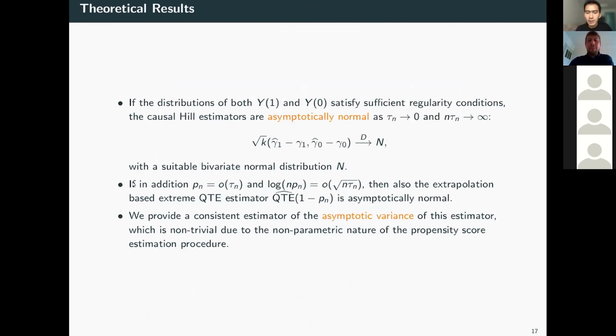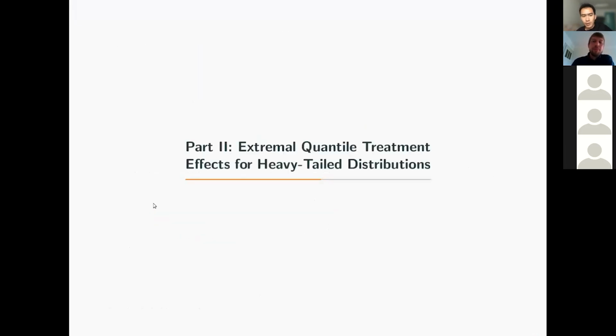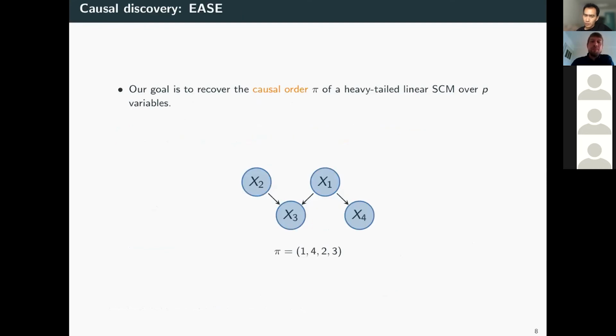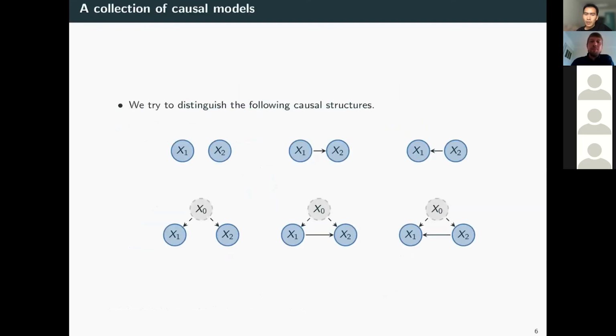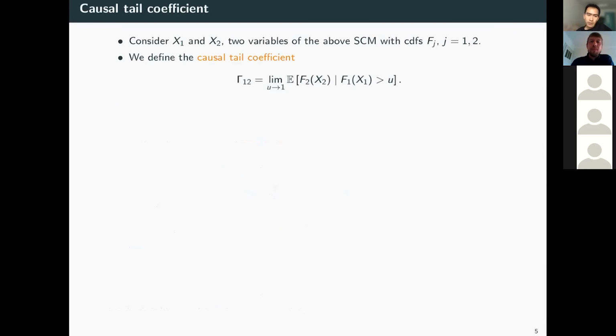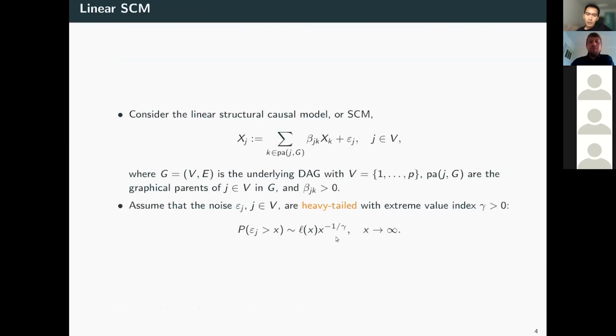Let me ask a very simple question. In the first part of the talk, when you estimate the causal relationship between the variables, you assume each of the residuals follows a heavy-tail distribution, right? So my question is, can you weaken that assumption so that only part of them follow the heavy-tail distribution and the others follow, for example, a normal distribution? Yeah, that's a good question.